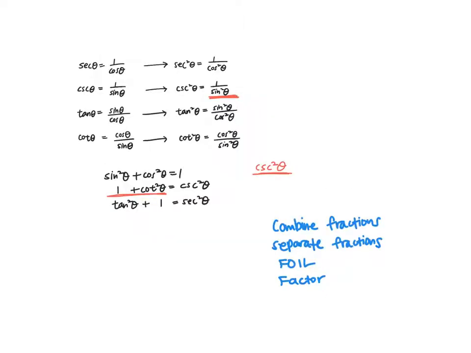Sometimes you can substitute it and things will cancel out right away. Other times you may have to combine fractions by getting the common denominator. So you have two fractions and you rewrite them as a single fraction. Other times you may have to separate into two fractions. So you might have a single fraction and you separate into two separate fractions and then substitute. You may have to FOIL and then substitute, or you may want to factor and then substitute using the identities.